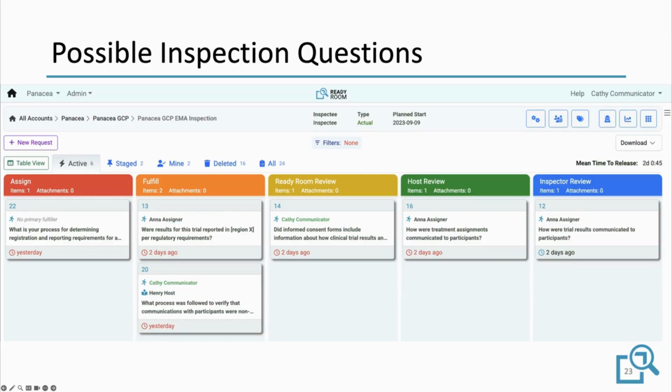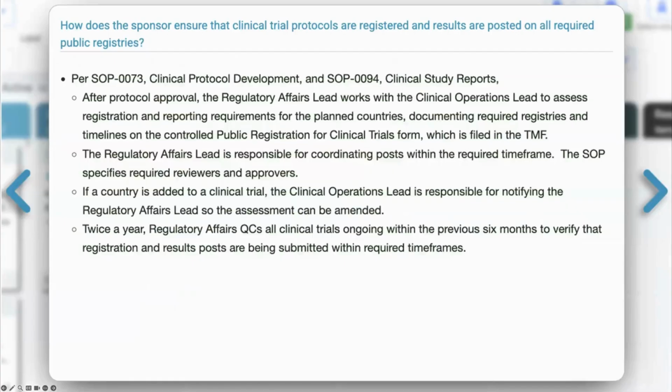Another question could be, what process was followed to verify that communications with participants were non-promotional? So here you go. This means there needs to be a review involved here somewhere. And then another question could be, how were treatment assignments and clinical trial results communicated to the participants? So these are the types of questions that could come up. So this is the kind of storyboard we might envision. We actually developed this storyboard now for clinicaltrials.gov postings, but this just reflects an expanded process for determining requirements.